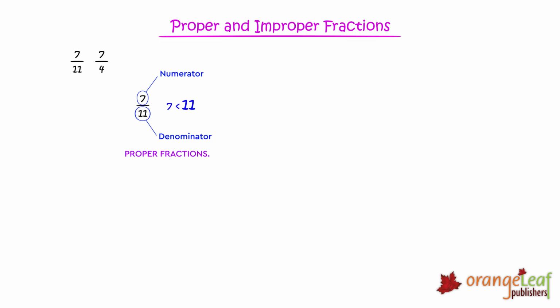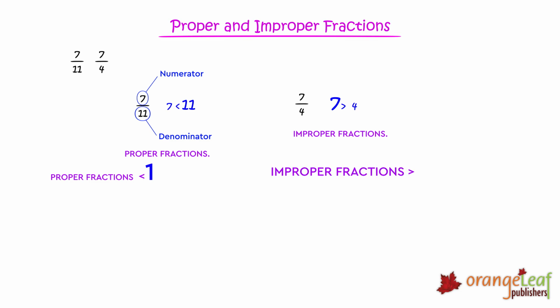But in the second fraction, 7 by 4, 7 is greater than 4. That is, the numerator is greater than the denominator. Such fractions are called improper fractions. Proper fractions are less than one whole and improper fractions are more than one whole.